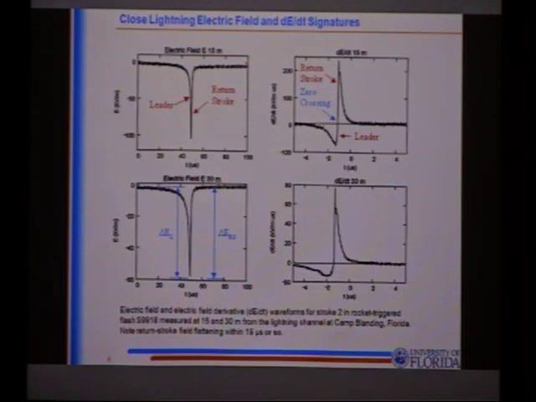For dE/dt signatures, the transition from leader to return stroke corresponds to zero crossing. So the negative portion of the signature is due to the leader, and the positive portion due to the return stroke.